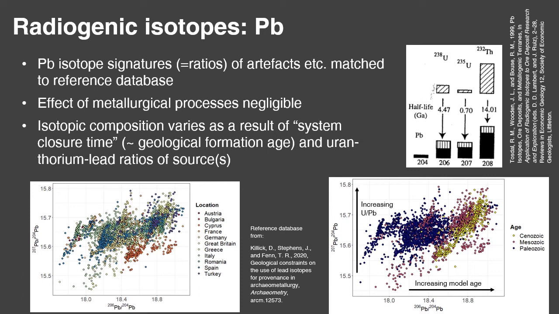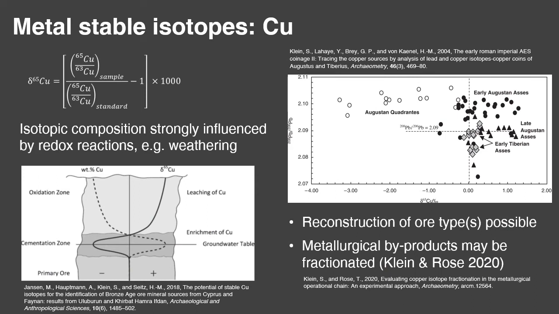Copper is an example for a stable isotope system which has been already used in several archaeometric studies. Differences in the copper isotopic composition are given as ratio of 65 copper to 63 copper and are compared to that of a standard and subtracted by 1. Copper isotope data commonly is presented in a delta notation, that is, the differences between sample and standard are multiplied by 1000. The isotopic composition of copper is strongly influenced by redox reactions such as weathering.